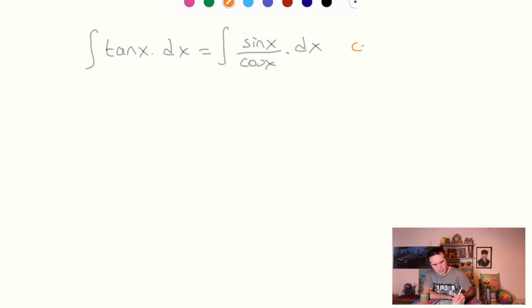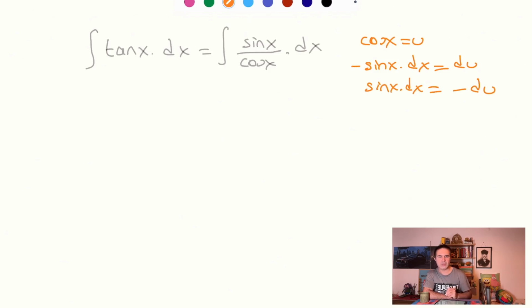Let's say cosine x equals u. Then take the derivative of both sides. Minus sine x times dx equals du. Then this means that sine x times dx equals minus du.